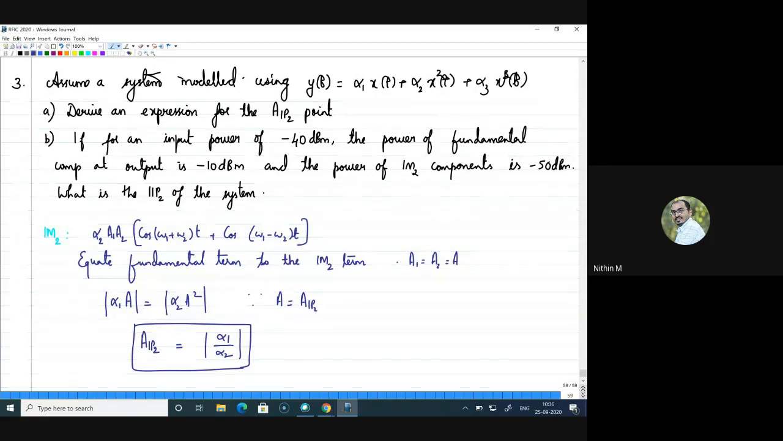Now, how will you solve the second part? You have been given the input power, the fundamental component at the output is known, and the power of the IM2 component is also known. So how will you find the IIP2 of the system? Any idea?